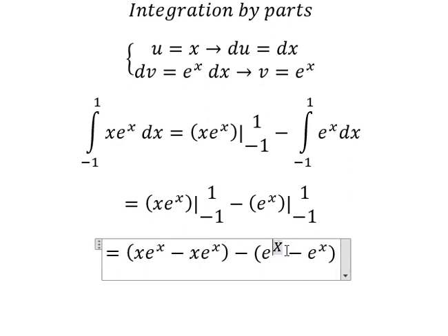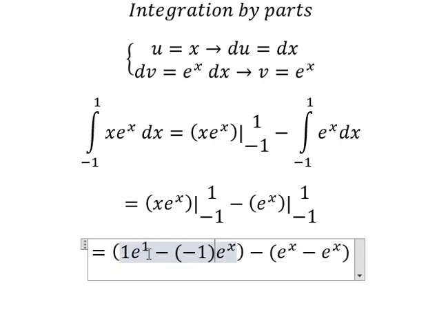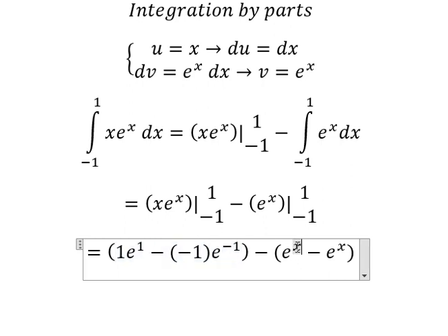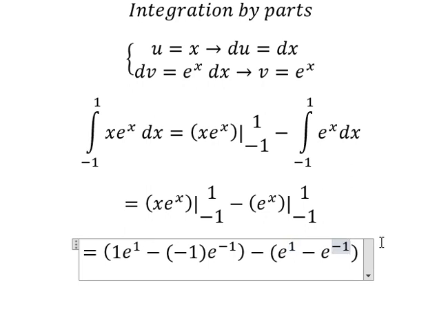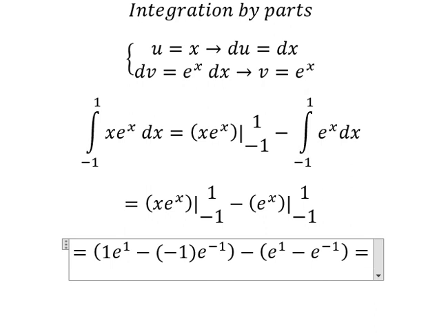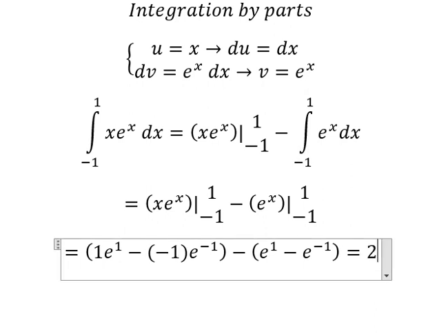So we need to substitute the values here. For 1, I will put it here. For negative 1, I will put it here. This one we put 1 here and negative 1 here. So we calculate this one, and we have 2 over e.